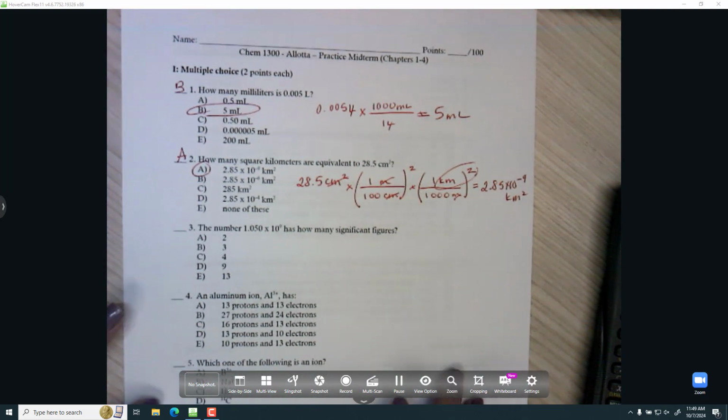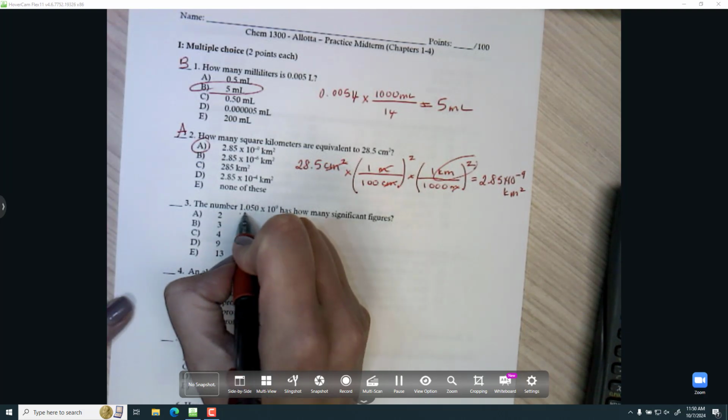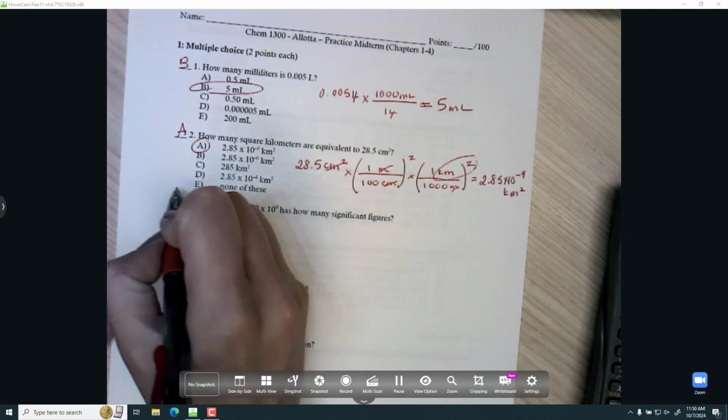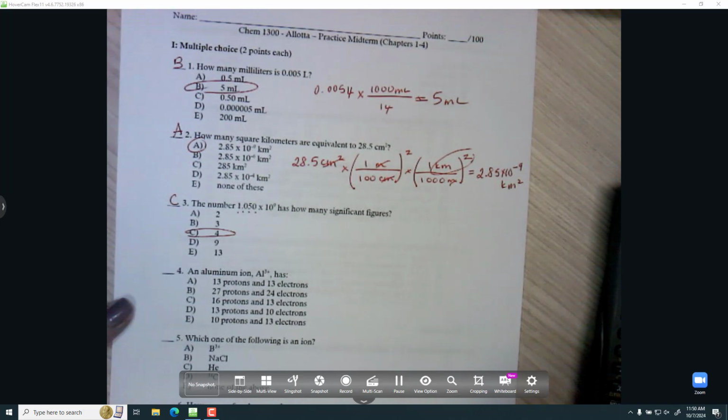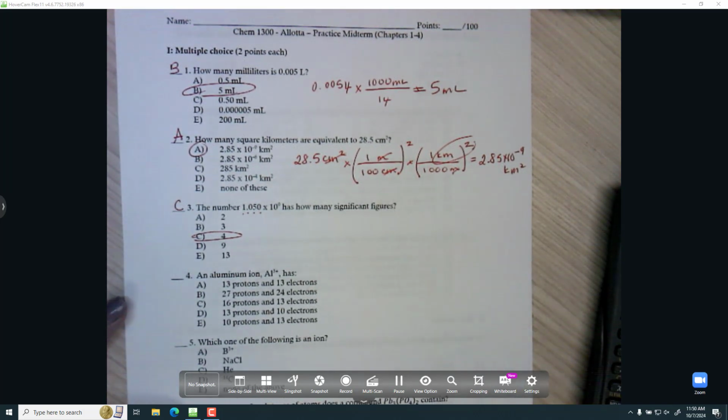Remember, non-zero digits are significant. The 0 in the middle is significant. The 0 at the end of a decimal is significant, but the 10 to the 9th, or whatever it says, 10 part is not. So just 4.